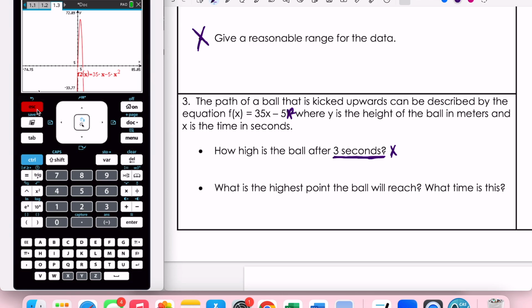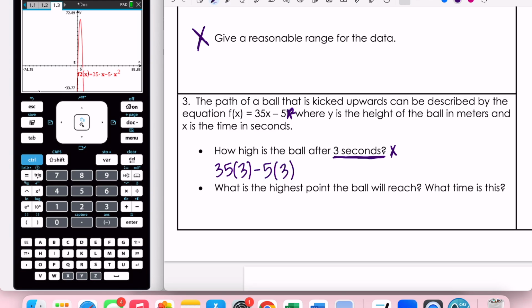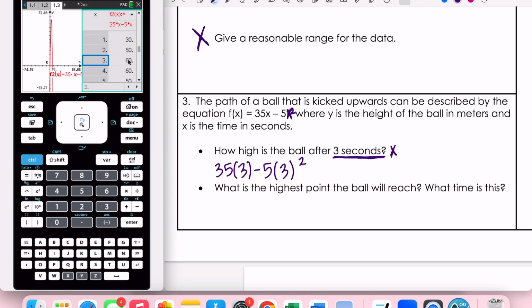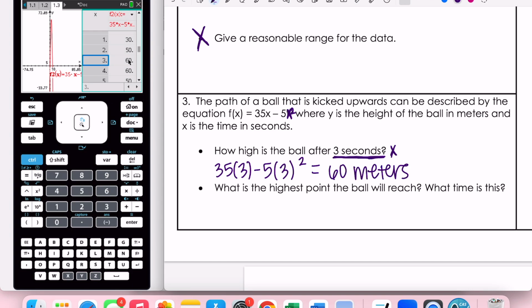Now, again, the question wants to know how high is the ball after 3 seconds. So you have two different options. One, because I know that 3 is my x value, I can say 35 times 3 minus 5 times 3 squared. All I'm doing is plugging in 3 for x. Or I can press Control T and go to where x is 3 and I see that the height of the ball should be 60 meters after 3 seconds.